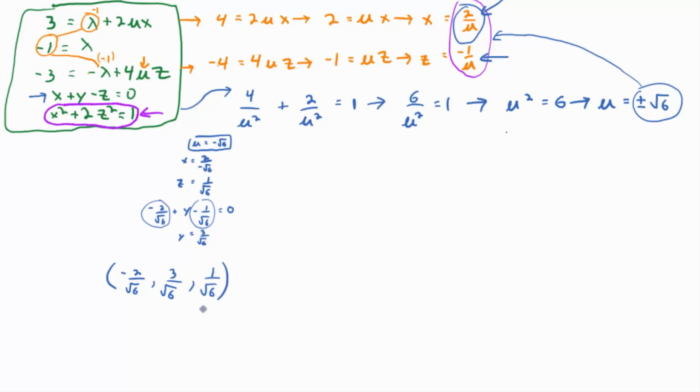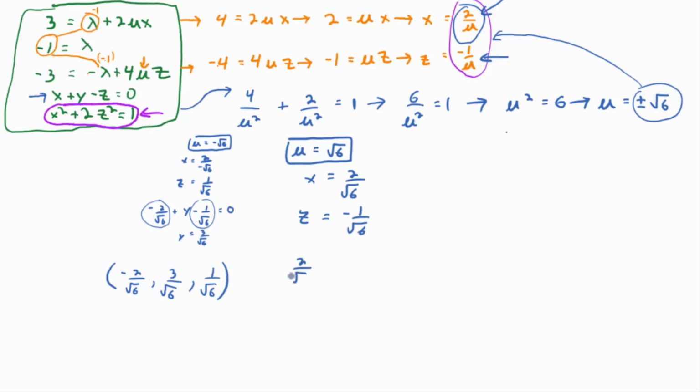Now, what's the other case? Mu equals positive root 6. We'll get something similar, but opposite. Again, look back up here. x equals 2 over mu, positive root 6 in this case, right? And z equals what? Negative 1 over root 6, so the exact opposite of what we got. You might suspect the y value will be the opposite. Let's see if that's the case.